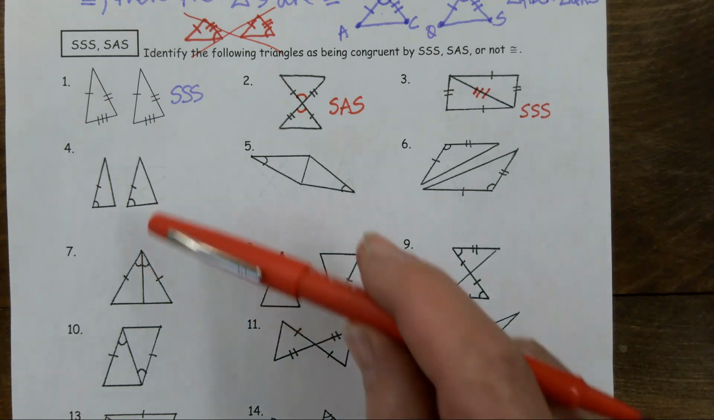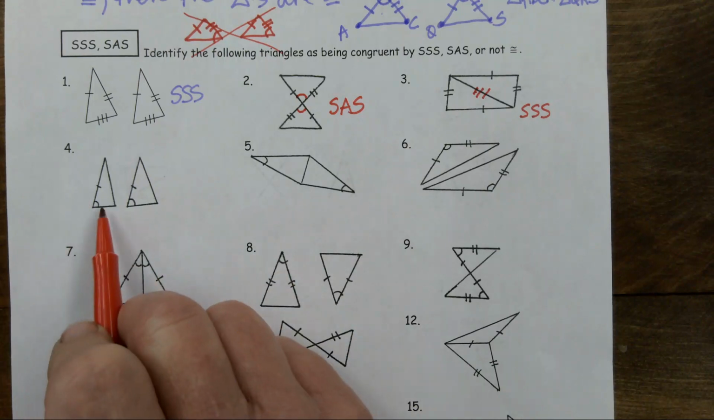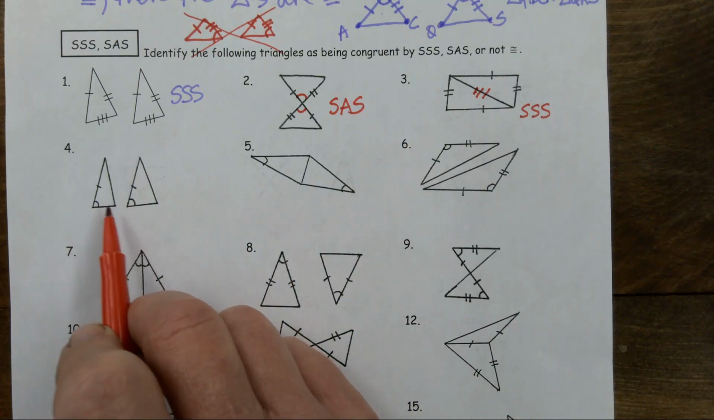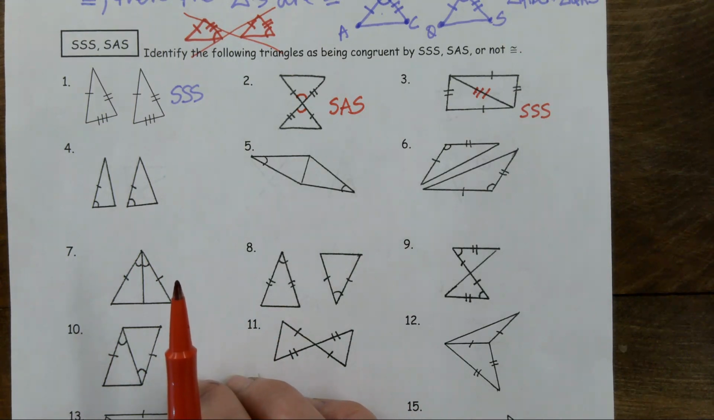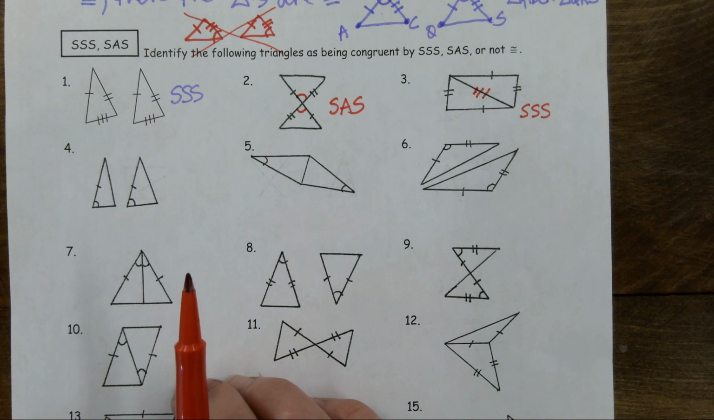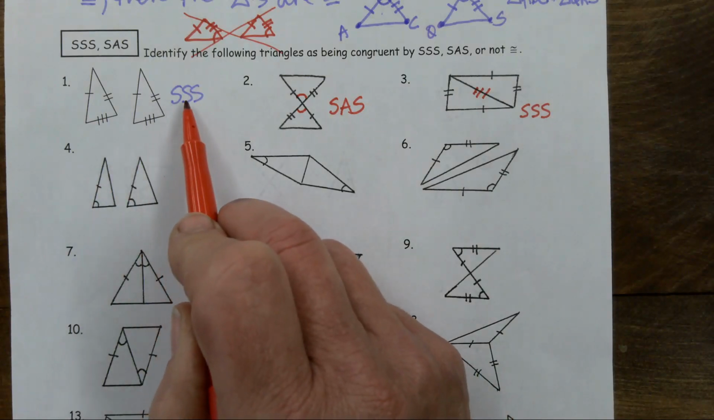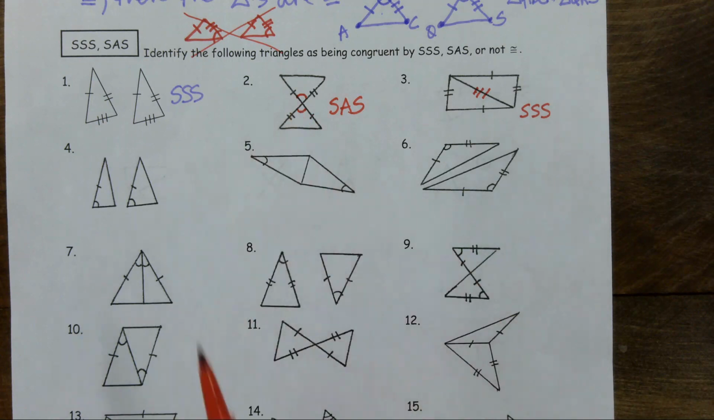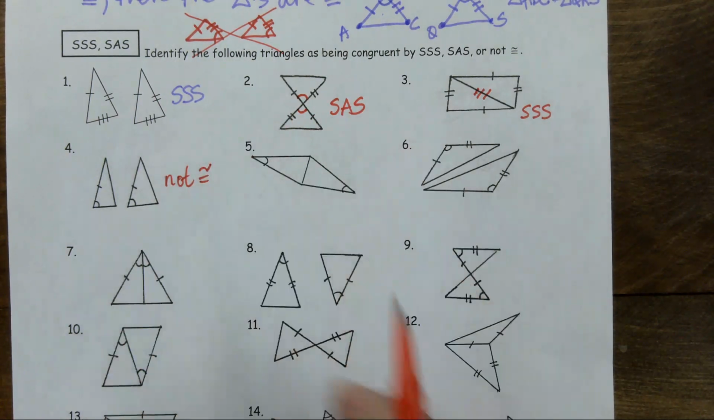How about number 4? Can I add anything that's not in there? These sort of look like they might be the same length. Is that good enough? No, you cannot make that assumption. Sometimes if an angle looks like it's a right angle, you cannot say that it's right unless something tells you that it's right. Either it's marked with the perpendicular symbol or it's given that that's a right angle. So this is only 2 things marked. We need at least 3 things marked or to be able to mark a 3rd thing. And therefore, this is not congruent.